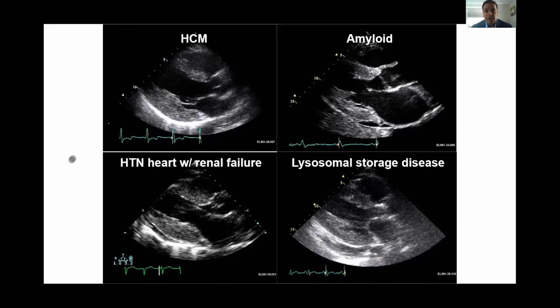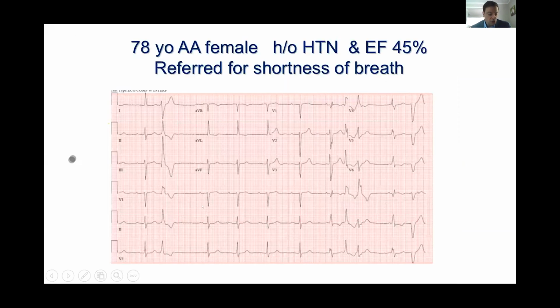In this case, the upper right is amyloid, and probably the biggest mimic of amyloid heart disease is hypertension with renal failure. So I'm going to end in the last 5 to 7 minutes with just a couple of cases. This is a 78-year-old African-American female with a history of hypertension and a mildly reduced ejection fraction of 45%, referred to me for shortness of breath.